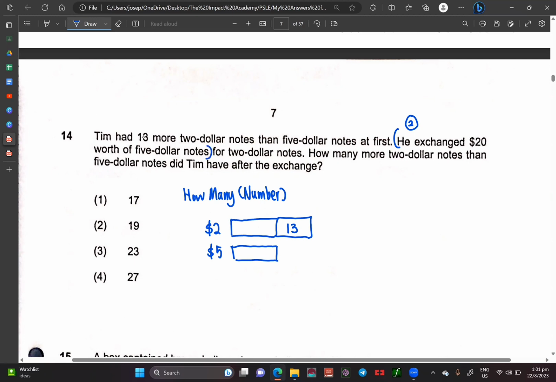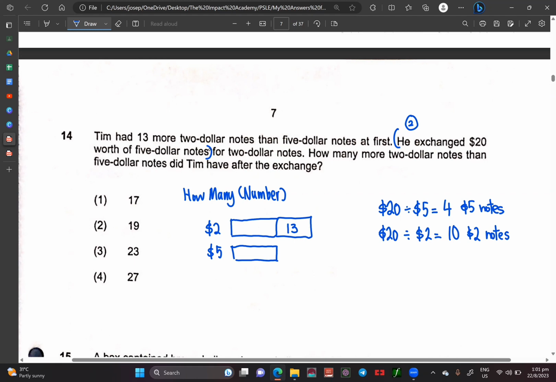Okay, you want to stop here. What is $20 worth of $5 notes? $20 worth of $5 notes is basically 4 $5 notes in total. So 4 $5 notes. What did he do? He exchanged. So that means he gave away those 4 $5 notes and got back $2 notes that are worth $20. So 20 divided by $2, I'll get 10 $2 notes. Okay, so this is what happens.